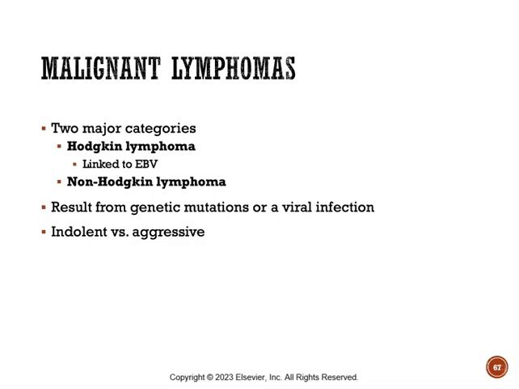With our non-Hodgkin lymphoma, it's going to be more of a diverse group of lymphoid cancers that can arise from genetic mutations or viral infections. And these can be indolent, meaning that they're slow growing, or aggressive, meaning that they're going to rapidly progress. And it affects both B and T cells.